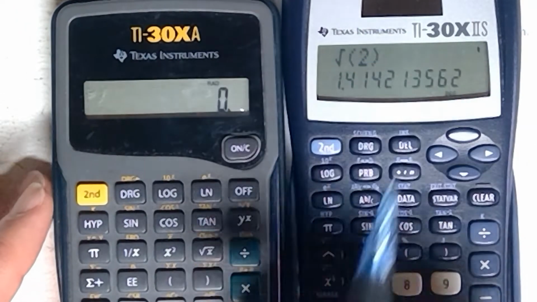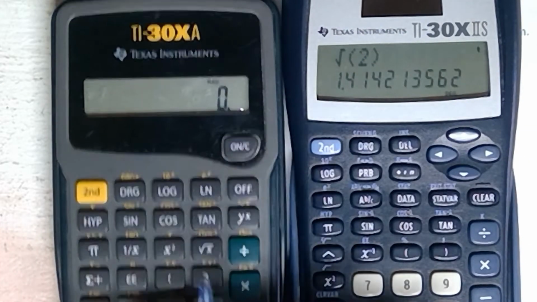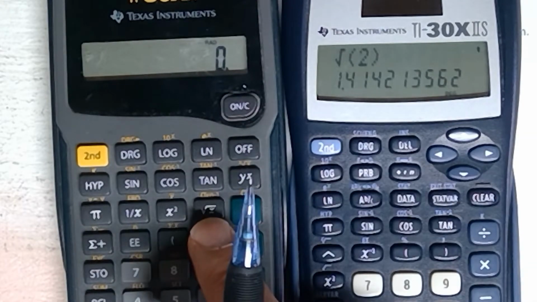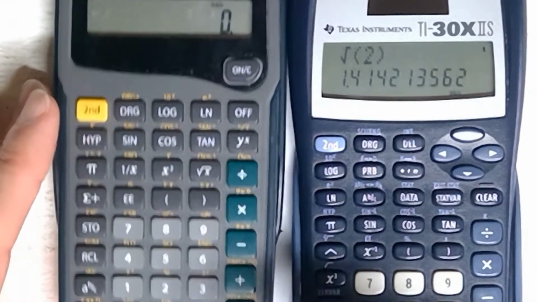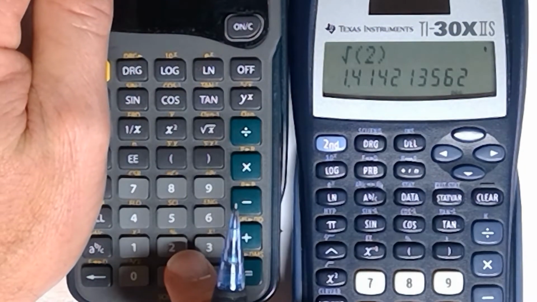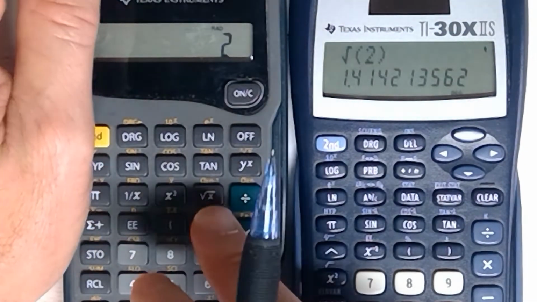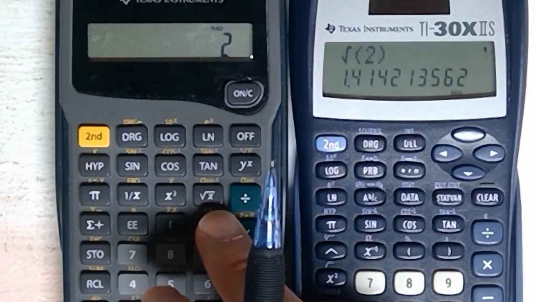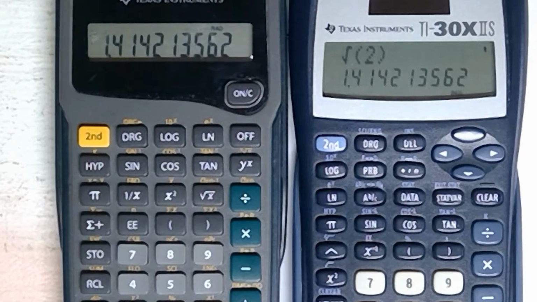But let me just help those of you that have the one-line calculators. In that case, you do the opposite thing. You enter the 2 first, if you want to know what the square root of 2 is. So you enter the 2 first, and then you hit the square root of x button, and it'll tell you the square root of 2. All right, and there it is.